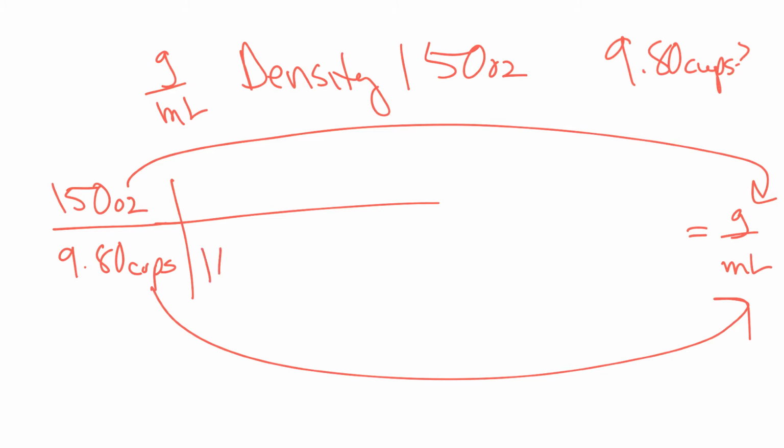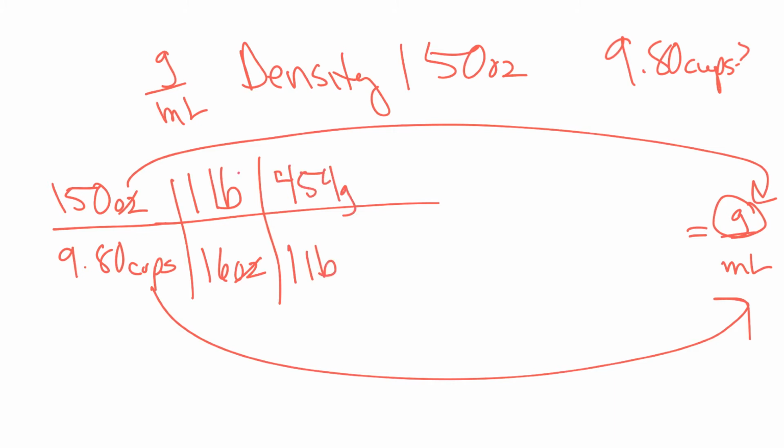So here I have 16 ounces is equal to a pound, and my ounces cancel, and now I'm in pounds. I need to get to the metric unit here. So 1 pound is 454 grams. My pounds cancel diagonally, and now I have G on the top, which is what I want.